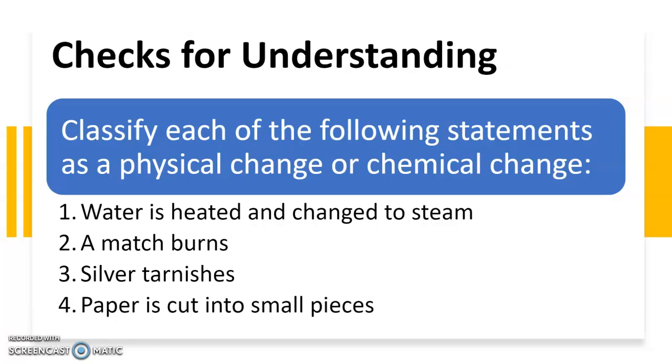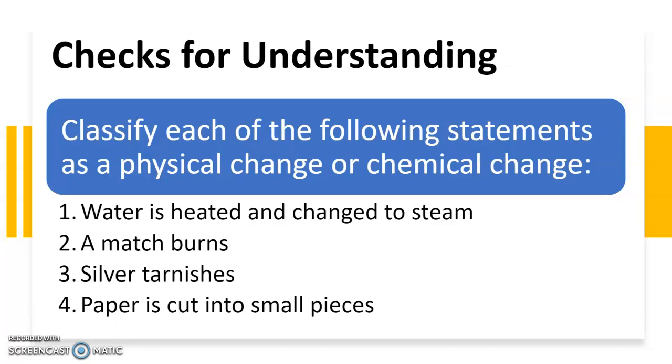All right. Hopefully you had the opportunity to pause. But let's go through these and identify them as chemical or physical change and why that is. So one says water is heated and changed to steam. So water is heated and changed to steam. This one can be a little bit tricky, but this one is going to be a physical change. Okay. So here we're going from a liquid to a gas.